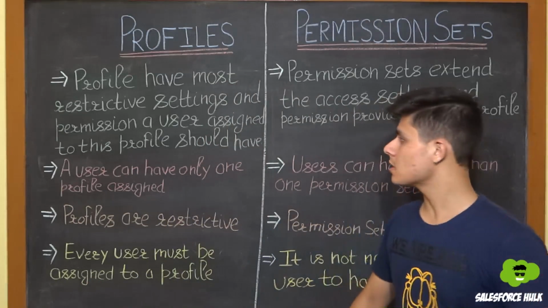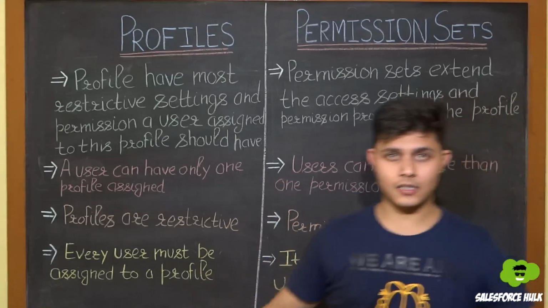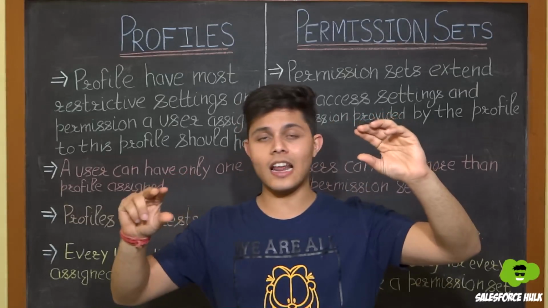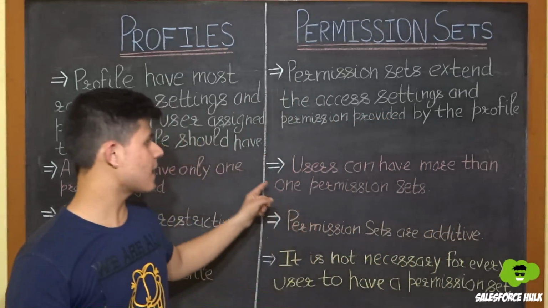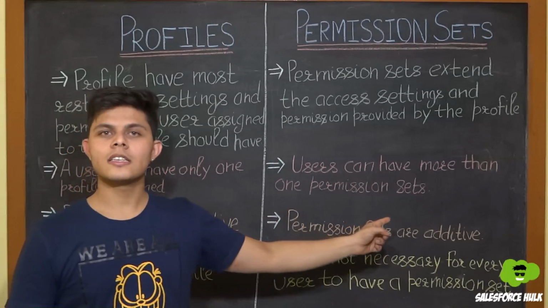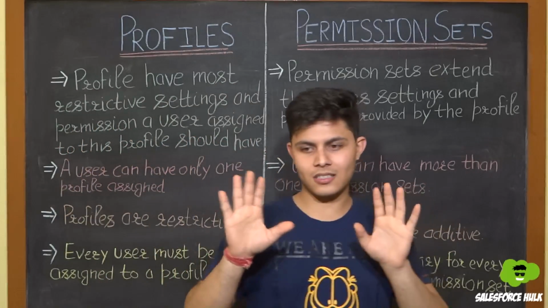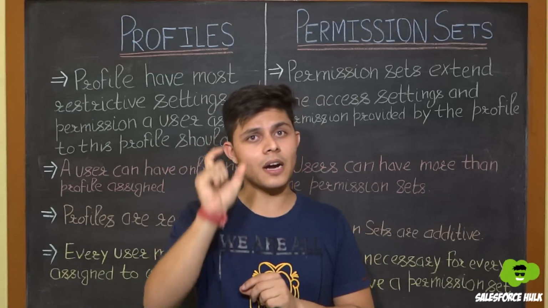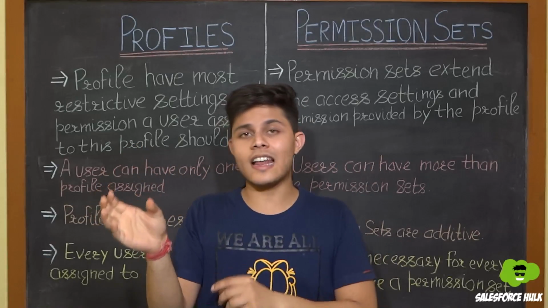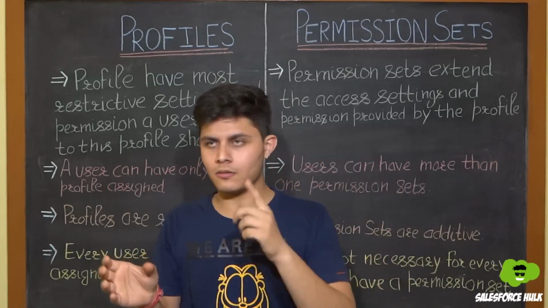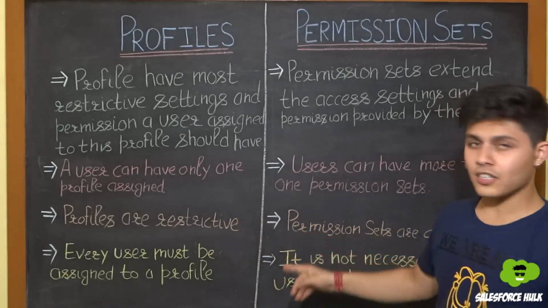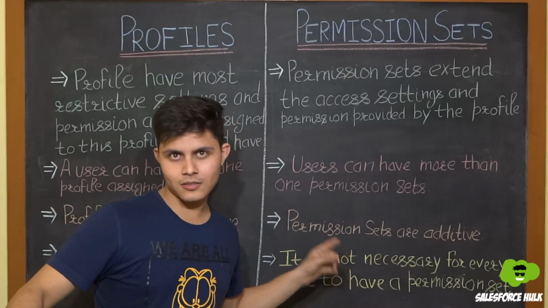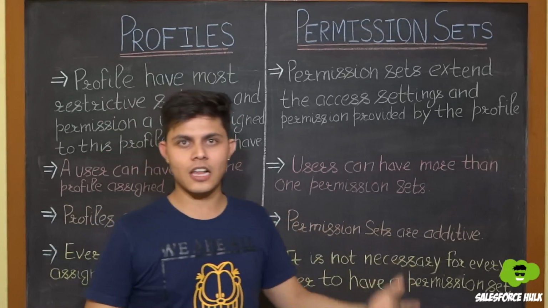Now let's see what the second point is. A user can have only one profile assigned. Like I have discussed multiple times in this video, a user can have only a single profile, but it can have more than one permission sets. So this is also a difference between profiles and permission sets, that a user can be assigned to a single profile, but a user can have multiple permission sets assigned to it. Next, third. Profiles are restrictive, obviously, because we assign the most restrictive settings, whereas permission sets are additive because we give additional access with the help of permission sets.